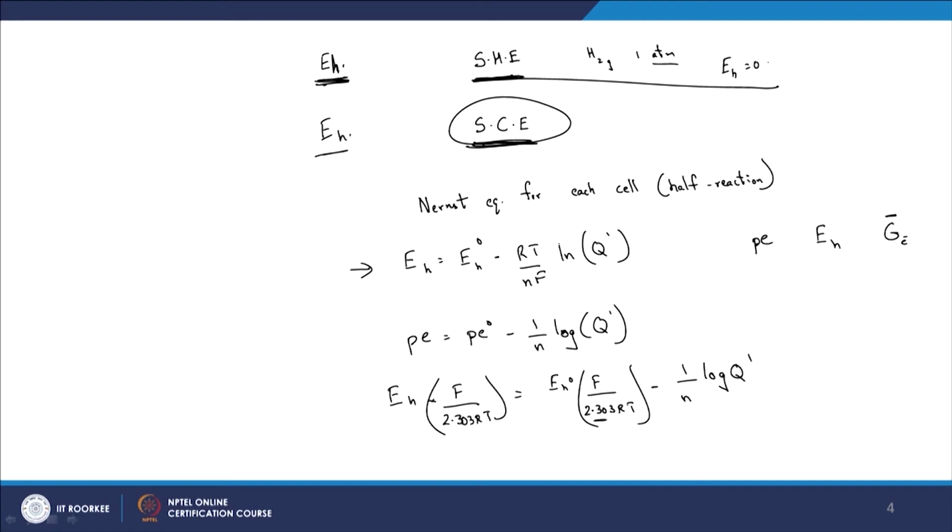That is the reason why we have the 2.303 value here, the PE with respect to the logarithm to the base 10, not the logarithm to the base e. That was a minor error there.